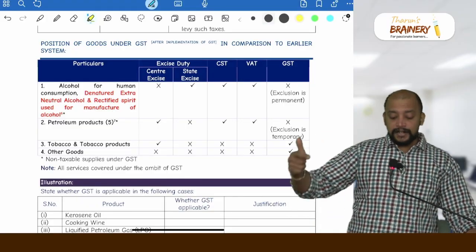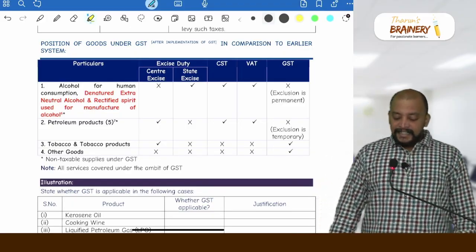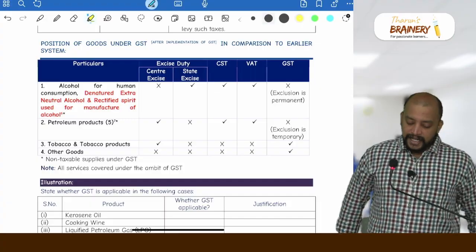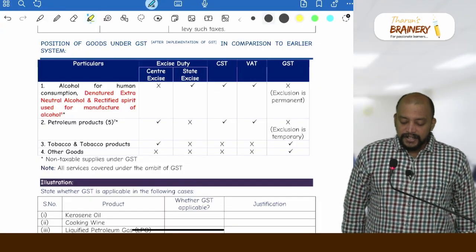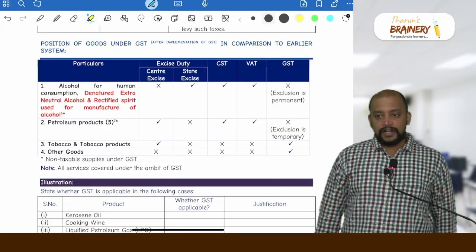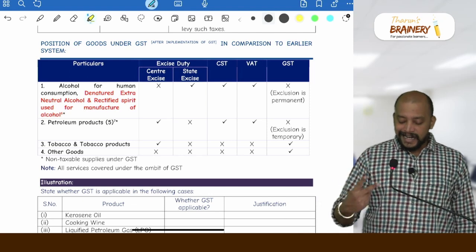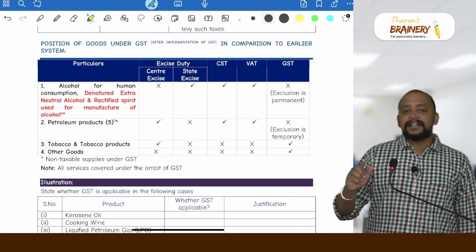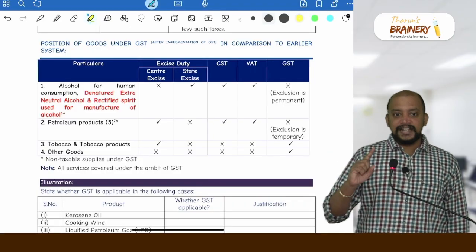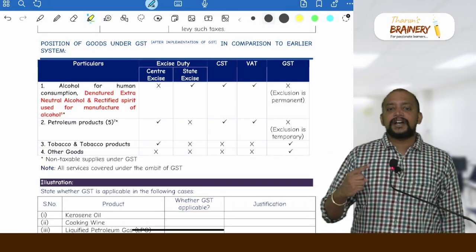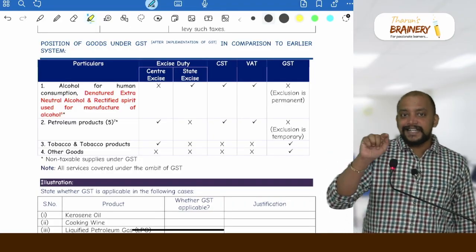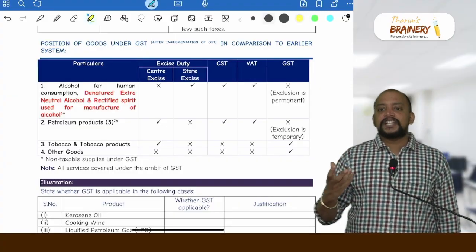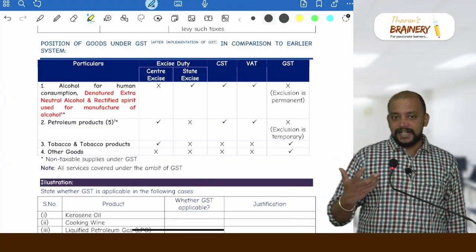It will never come into the ambit of GST. Along with alcoholic liquor, what are the two products that you can see? Denatured extra neutral alcohol, then rectified spirit, used for manufacture of alcohol. These two goods, okay, denatured extra neutral alcohol, and you can remember DENA, denatured extra neutral alcohol, DENA, okay. Then rectified spirits, usually liquor is called as spirits like that.